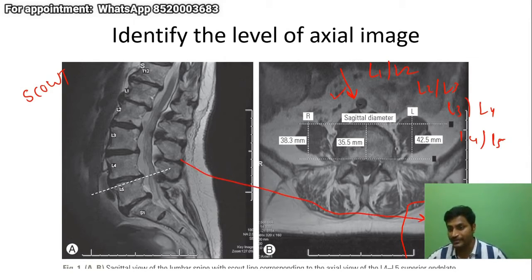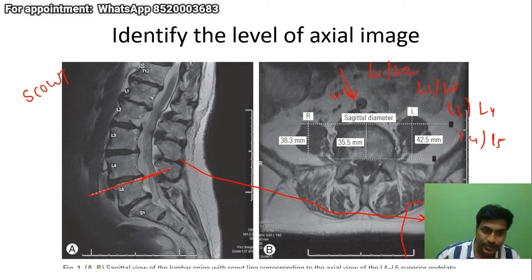This is known as the scout image. From the scout image, you'll have to identify where the cut is. So this cut corresponds to this one. This is L4, L5. So you identify the level of the disc by comparing it with the scout image. The scout image is a small sagittal image which is given as a PIP.